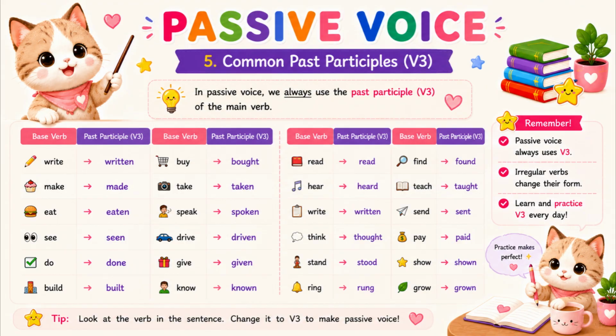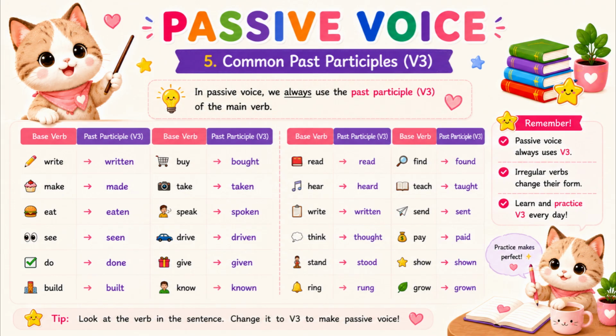Now let's learn some common past participles, also called verb 3 or V3. In the passive voice, we always use the past participle or V3 of the main verb. Let's read these common verbs together. Write becomes written. Make becomes made. Eat becomes eaten. See becomes seen. Do becomes done. Build becomes built.